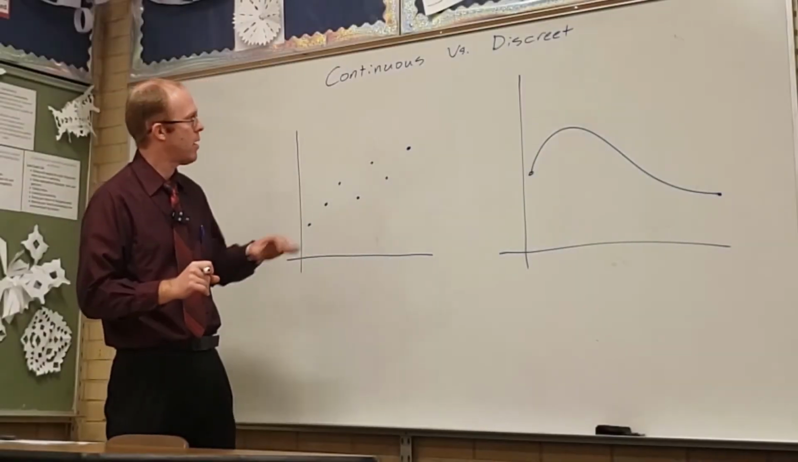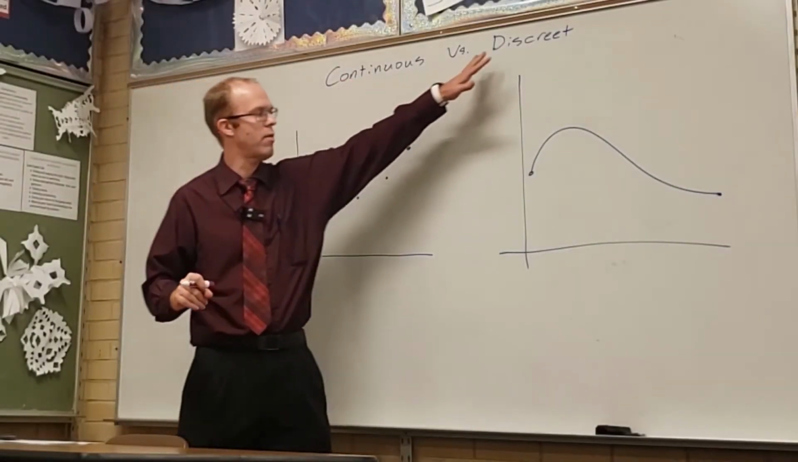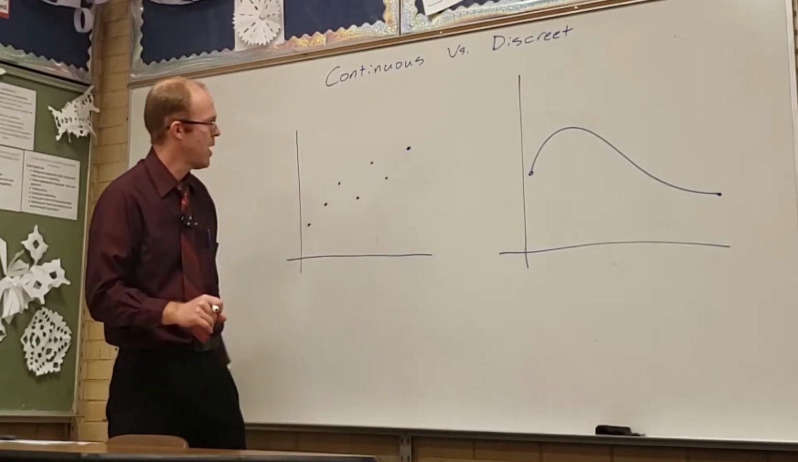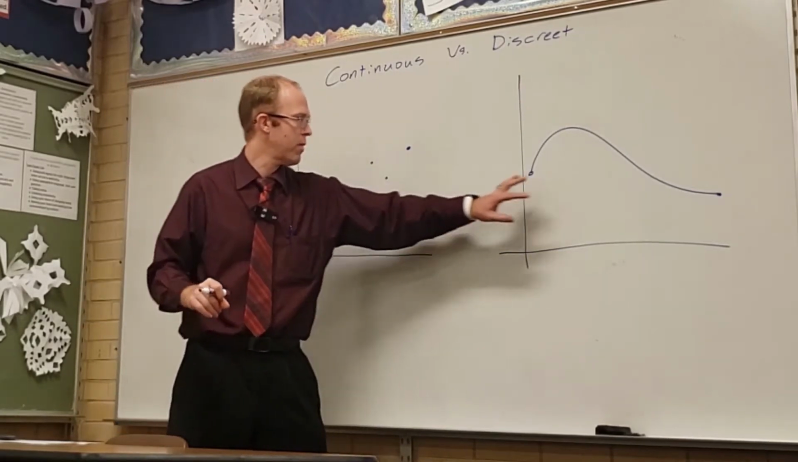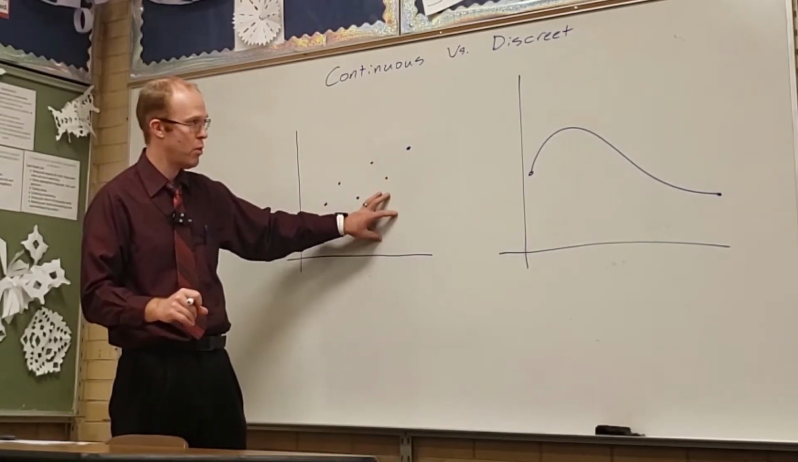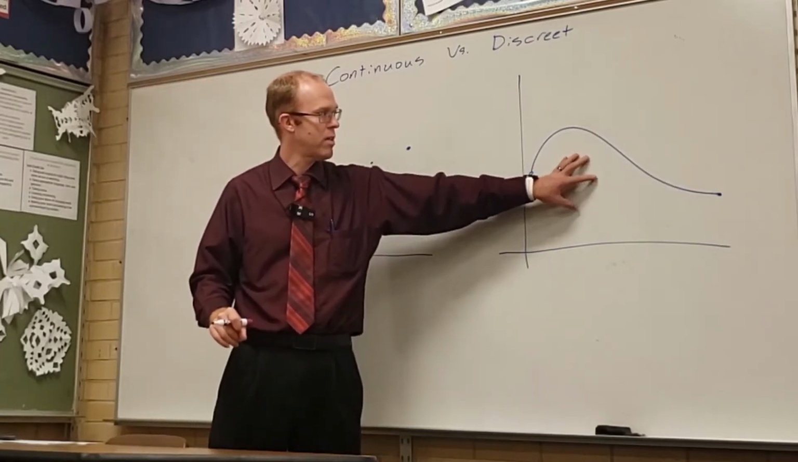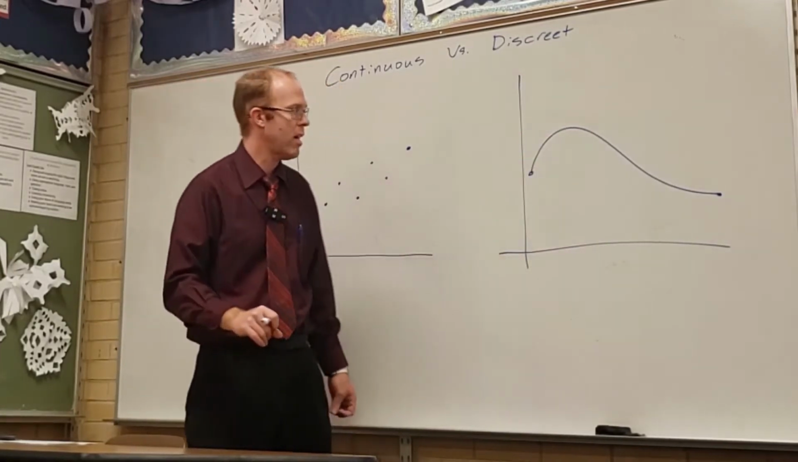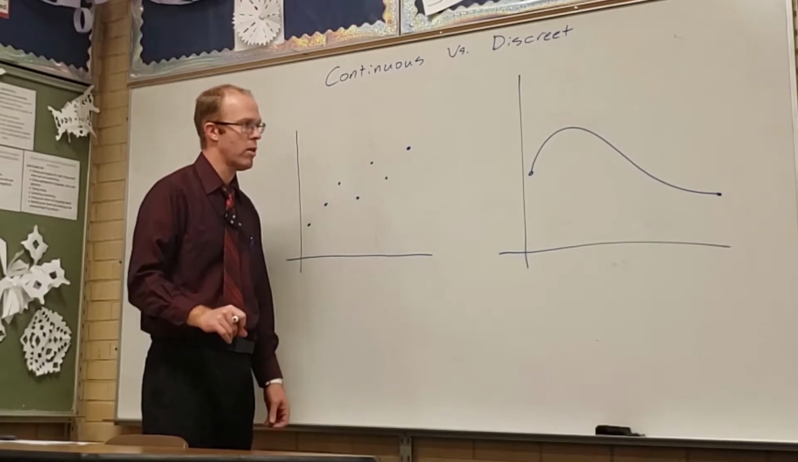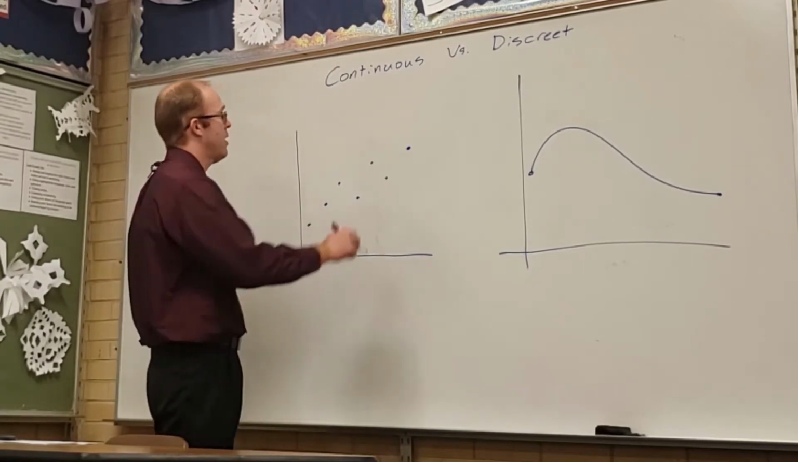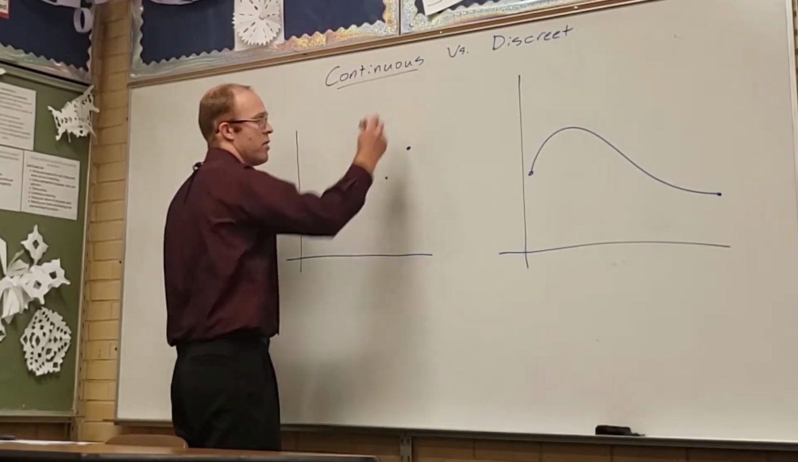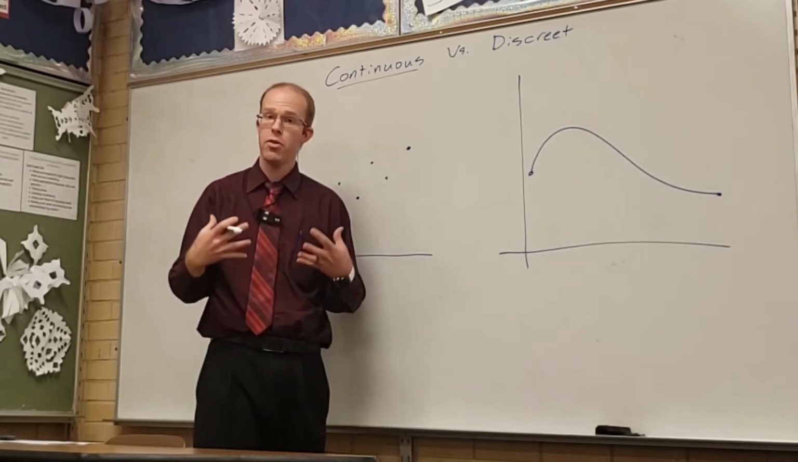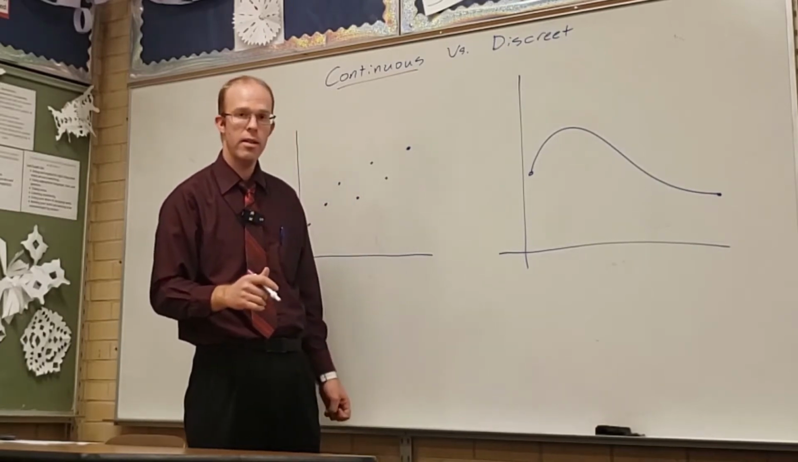We're going to be talking about a concept called continuous versus discrete for this lesson. You can see these two graphs are different in the fact that this one consists of individual points and this one consists of a line that is unbroken right there, or a curve that is unbroken. The definition for continuous is that there are no breaks or gaps anywhere in the graph.